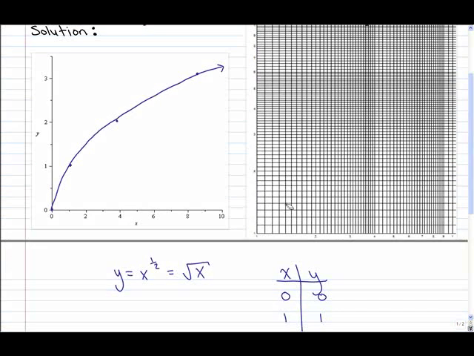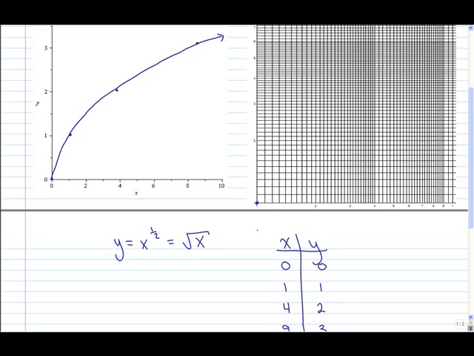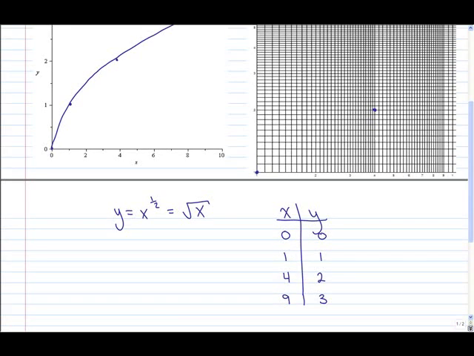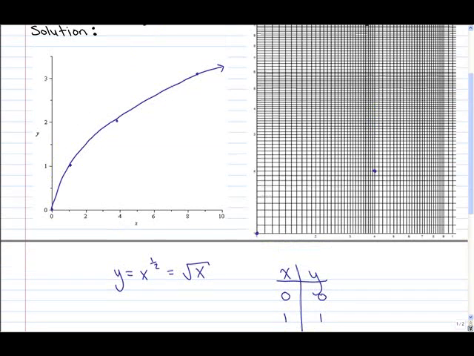Our first point was 0, 0. Now you'll notice here that my log-log paper is starting at an x value of 1 and a y value of 1. So let's plot the next point, which is 1, 1. Plot that point here. Our next point is at 4, 2. So when x is 4, y is equal to 2. Well, 4 is way over here for x, and y equals 2 is right about here. So plot that point. And plot the point 9, 3. So when x is 9, y is equal to 3. Again, 9 is way out here, and the value of 3 is roughly here.